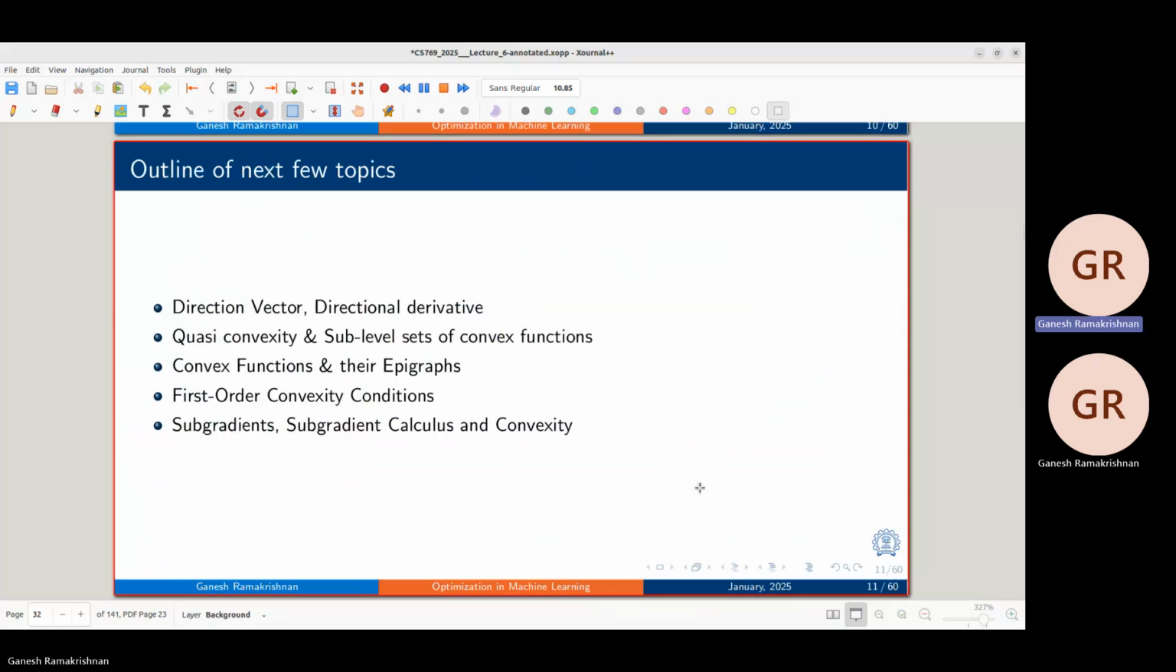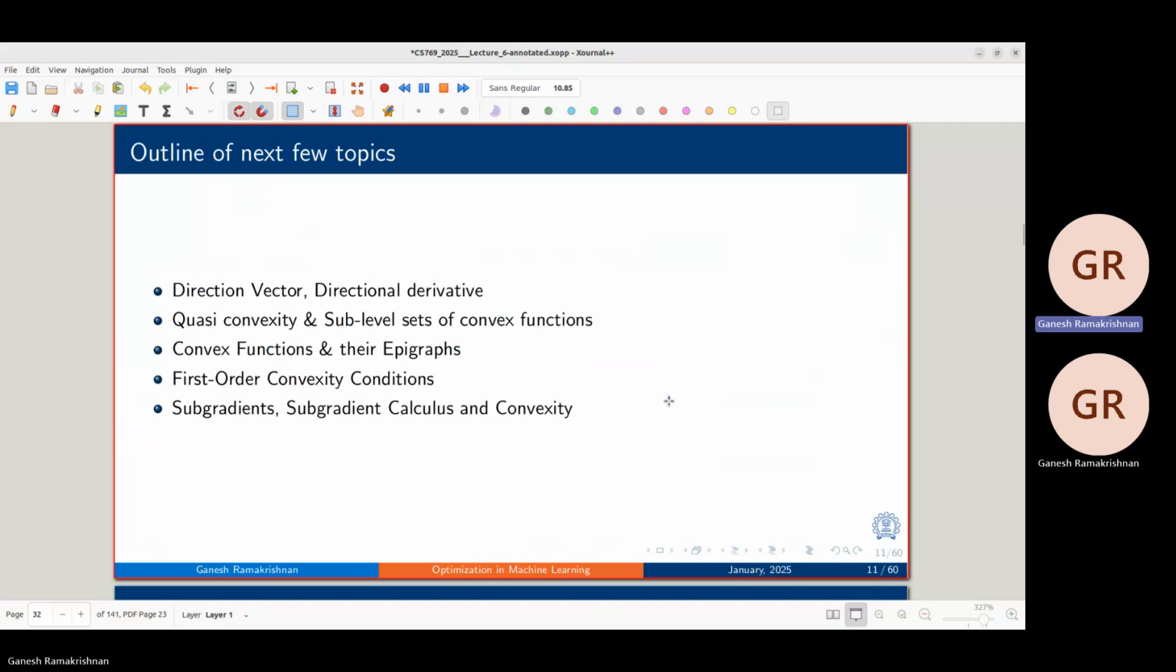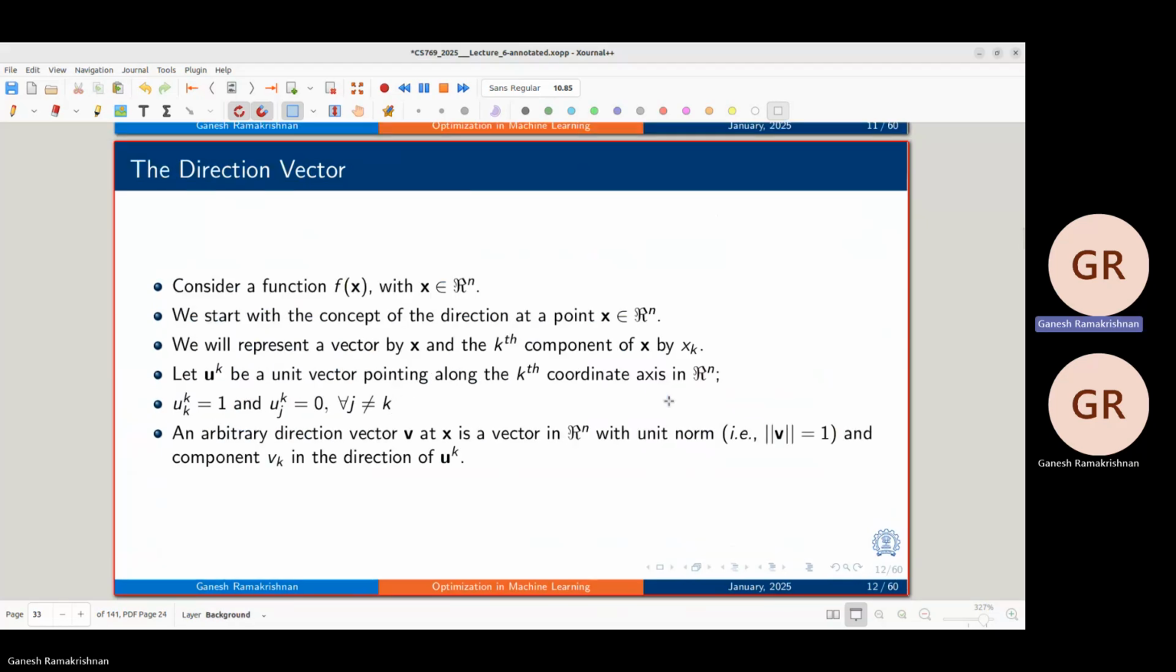Now we'll very quickly look at first order properties. That's where, as I said, a lot of the growth conditions will come in. But some things before that: we'll quickly do the notion of direction vector, which is a very 101 thing. Then we'll move on to quasi-convexity, which is also interesting, and then convex functions, epigraphs, and then we'll do first order convexity conditions, with a little bit of growth there to first order. So the first concept is of a direction vector.